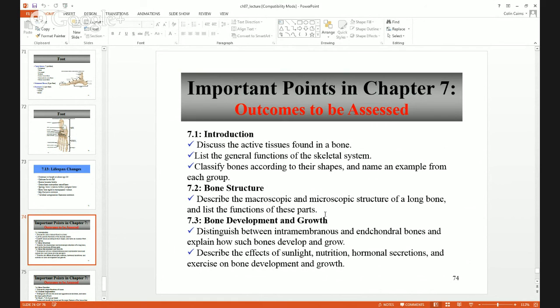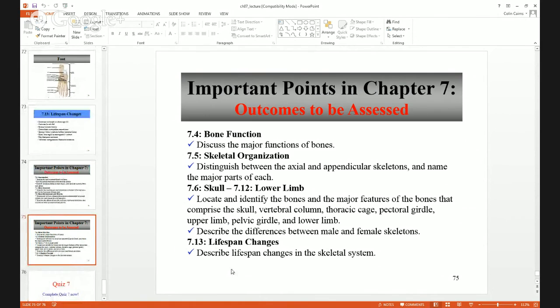Bone structure. Describe the macroscopic and microscopic structure of a long bone and list the functions of these parts. Bone growth and development. Distinguish between intramembranous and endochondral bones and explain how such bones develop and grow. Describe the effects of sunlight, nutrition, hormonal secretions, and exercise on bone development and growth. Discuss the major functions of the bone.